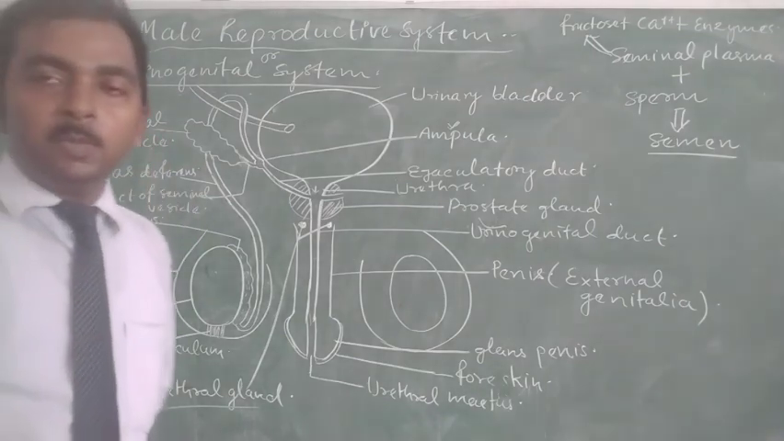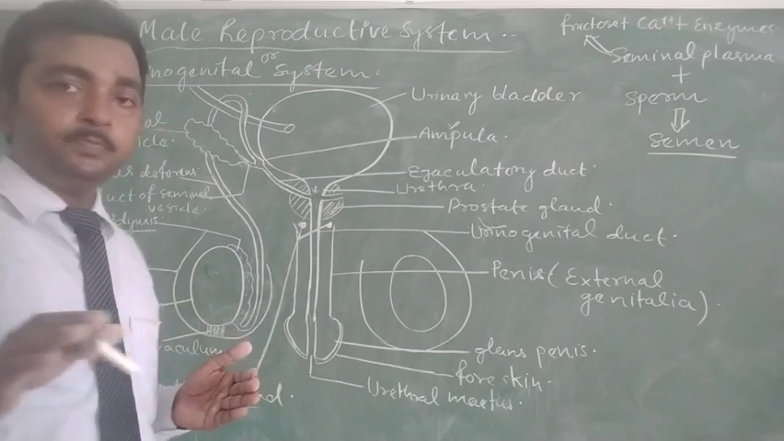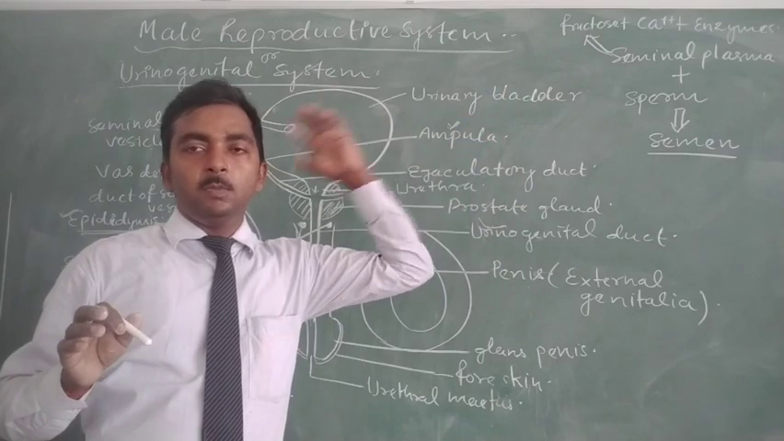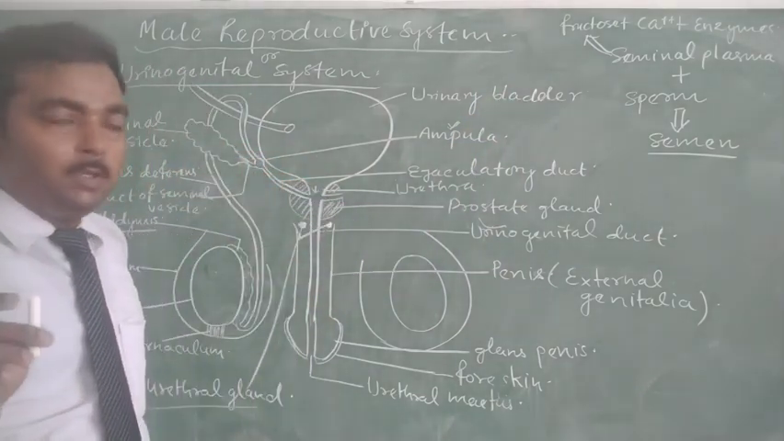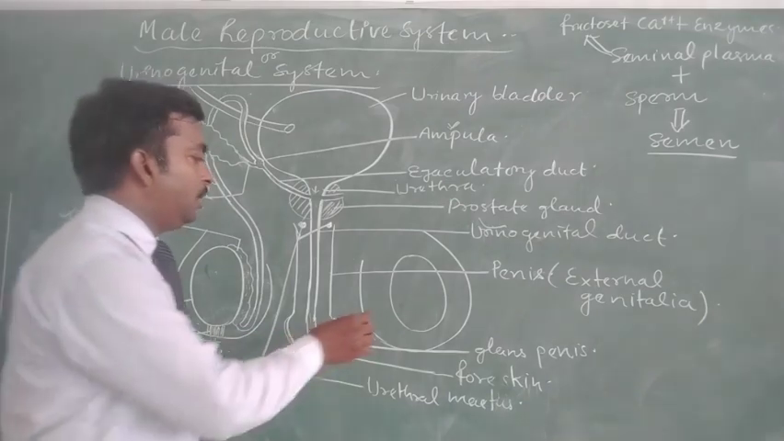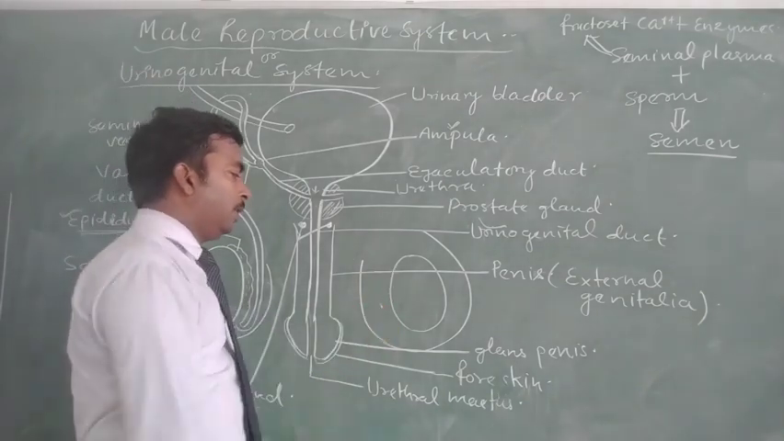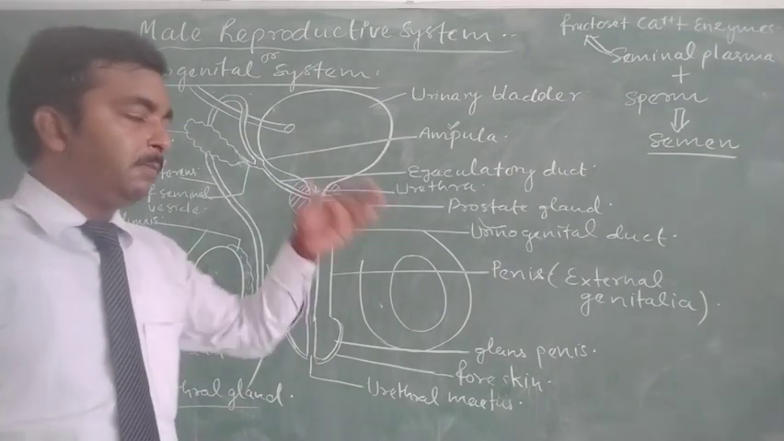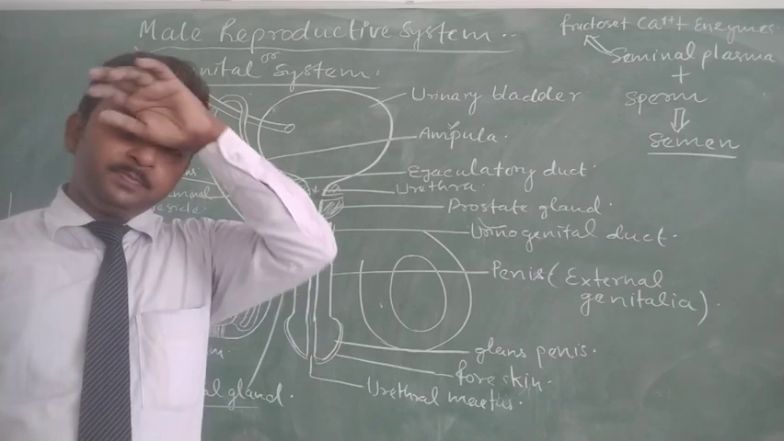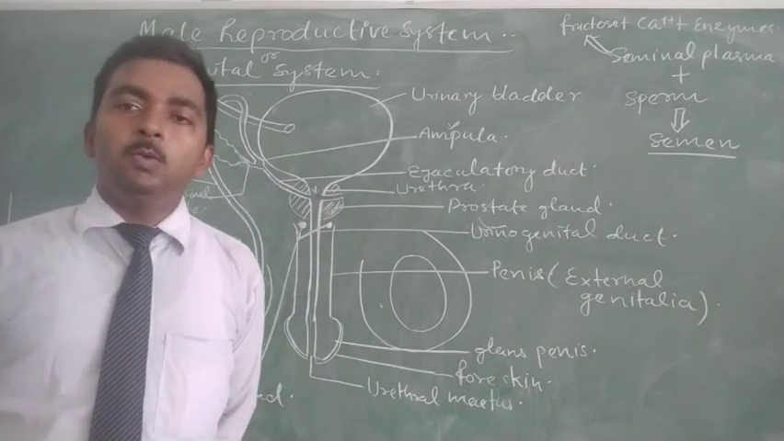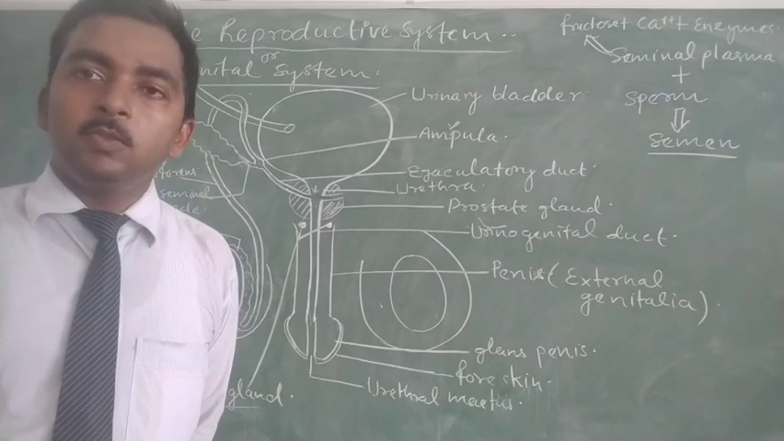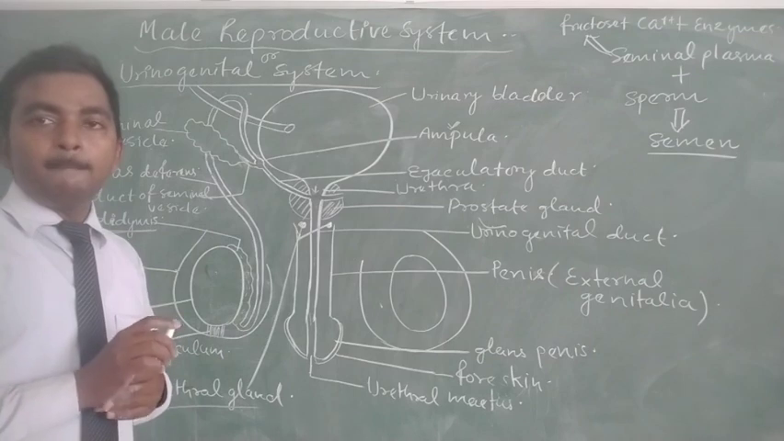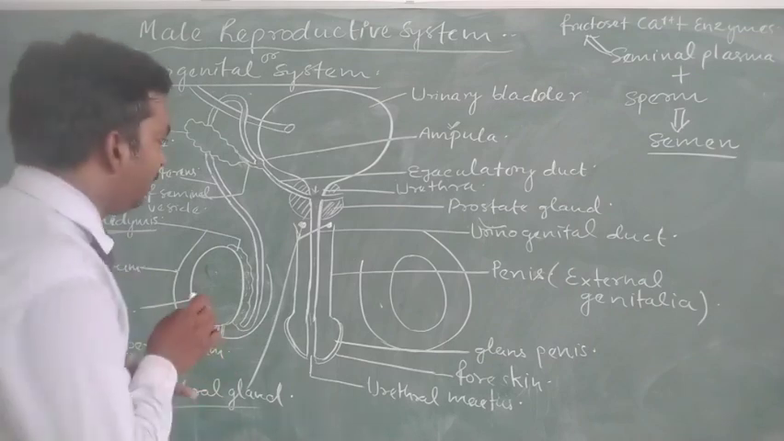The seminal vesicle is a paired gland. We will also observe it on the left side. Here in the diagram we have not drawn the epididymis as well as the vas deferens on the left side. So when we draw the duct on the left side, we will also observe another seminal vesicle, the paired form of the seminal vesicle.